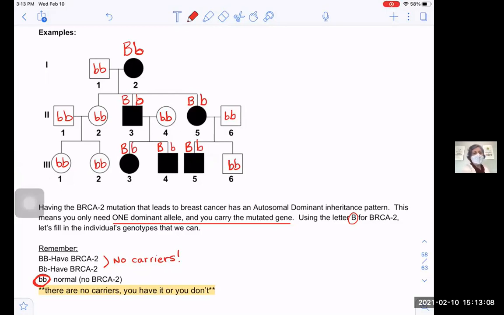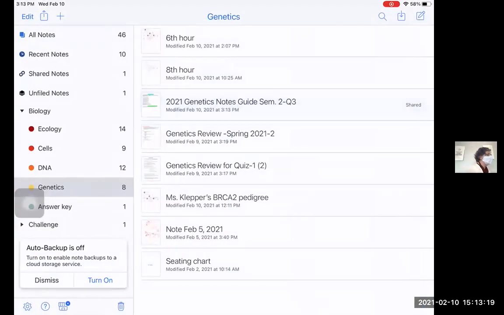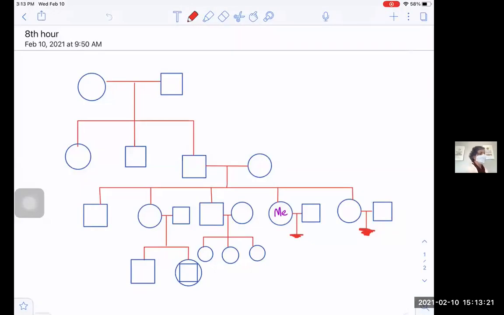All right. So I want to quickly share with you my own personal pedigree that shows BRCA2 in my family. And I also want to point out that BRCA2 is not something you can see. So it's not like albinism or cystic fibrosis. It's not something that you can see. Somebody needs to be genetically tested for it.